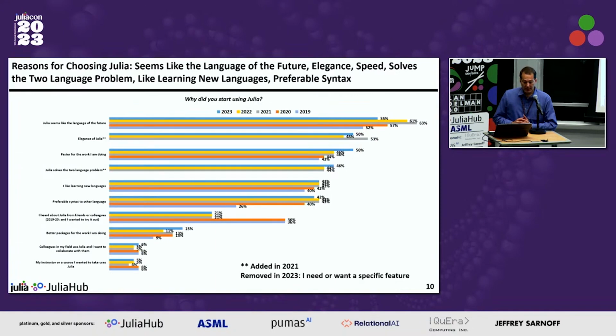Reasons for choosing Julia. Number one, seems like the language of the future. Number two, elegance. Number three, faster for the work I am doing. Julia solves the two-language problem. The top responses.